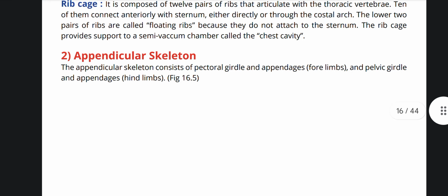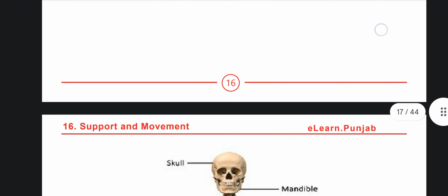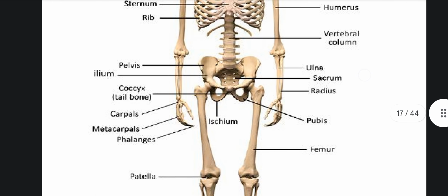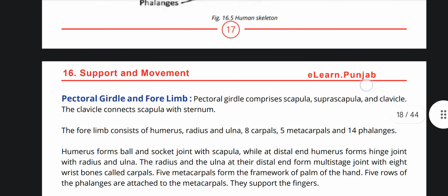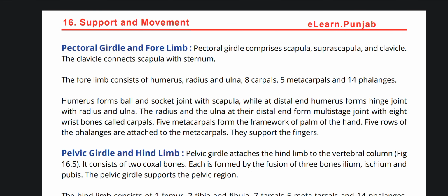Number 2, appendicular skeleton. The appendicular skeleton consists of the pectoral girdle and appendages, the forelimbs, and the pelvic girdle and appendages, the hind limbs. The pectoral girdle and forelimb. The pectoral girdle comprises scapula, suprascapula, and clavicle. The clavicle connects the scapula with the sternum.